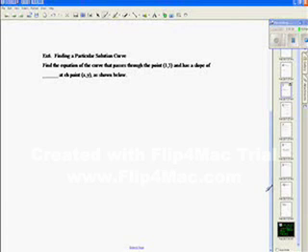Okay, so finding a particular solution. Find the equation of the curve that passes through the point (1, 3) and has the slope of y over x squared at the point (x, y), as shown below. I missed a spelling there, it's supposed to be T-H-E.